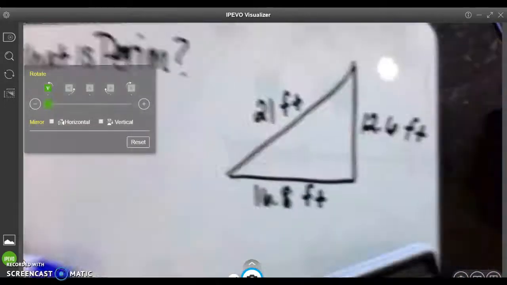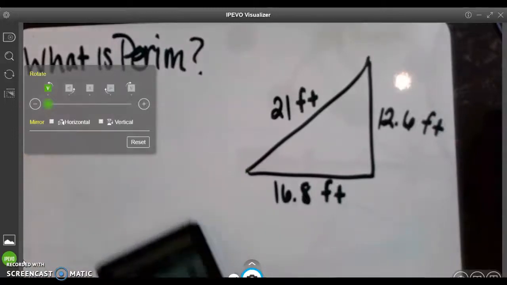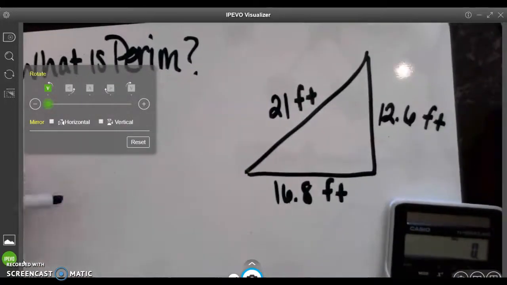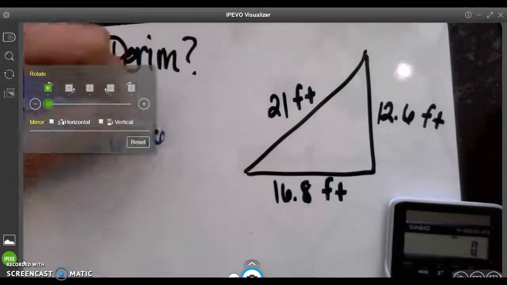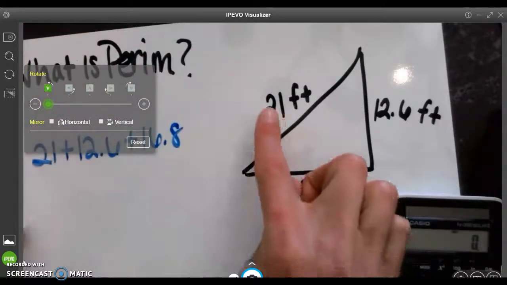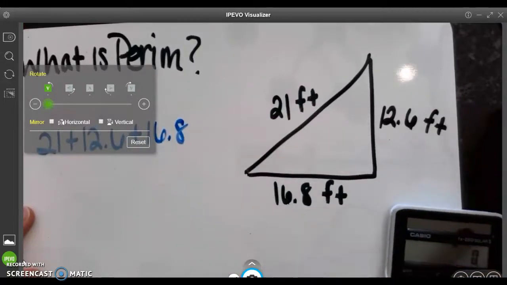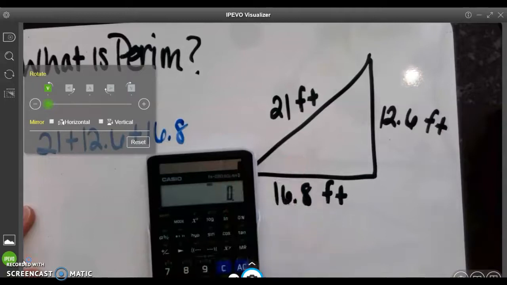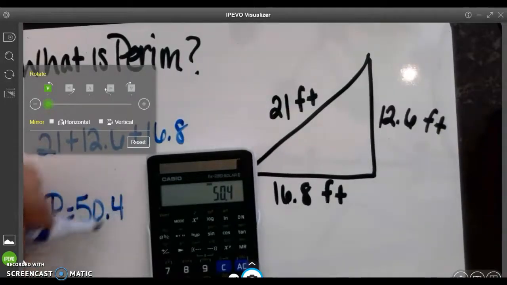You'll see a variety of different triangles. I liked this one because it gave me some decimals, and it's fine to have decimals in our perimeter because, especially if we're using something in real life, numbers don't always work out perfectly. So I'm adding all my sides. I'm adding the 21 plus the 12.6 plus the 16.8. I'm going to do that one in the calculator because that one's a little bit harder. And my perimeter is 50.4, and this one is feet.